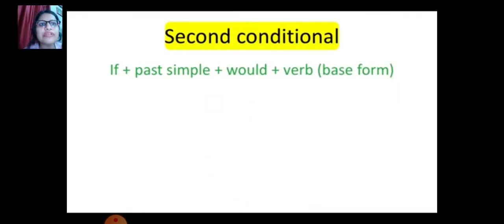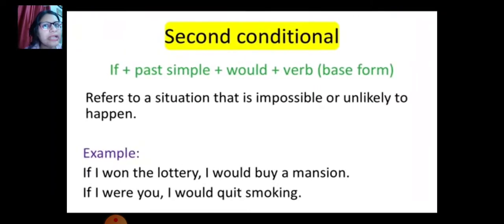Now let's move forward to your second conditional. Second conditional, write down the structure: if plus simple past plus would and the verb's first form. And when you see the example, then it will be clear to you. It refers to a situation that is impossible or unlikely to happen. It means that in our previous situations, both were true and possible, but in the second conditional you will find that these situations are impossible and unlikely to happen. So, if I won the lottery, I would buy a mansion.